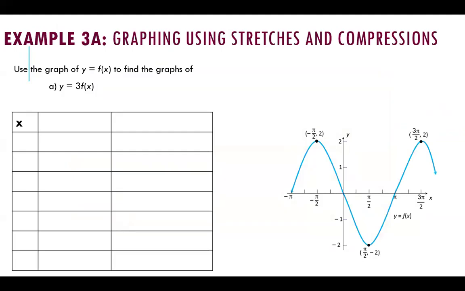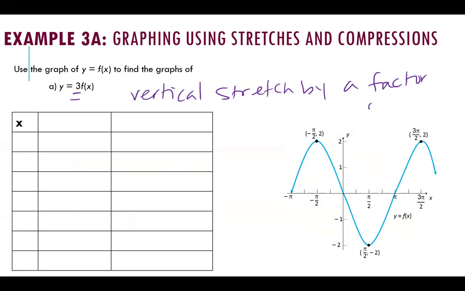Which one? I'm working out more, so I am stretching out, right? So this 3 is on the outside, which lets us know that it is a vertical. And it's going to be a vertical stretch by a factor of 3. Which means my y values are changing, not my x values.